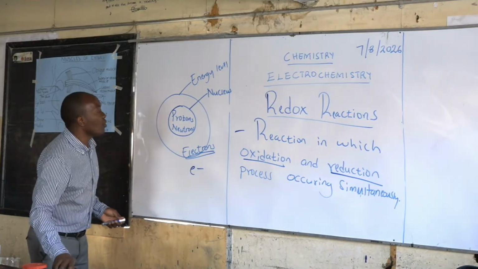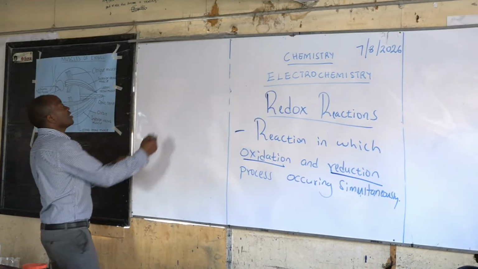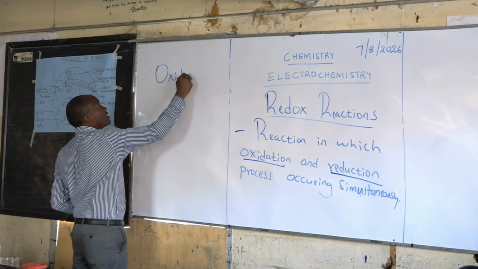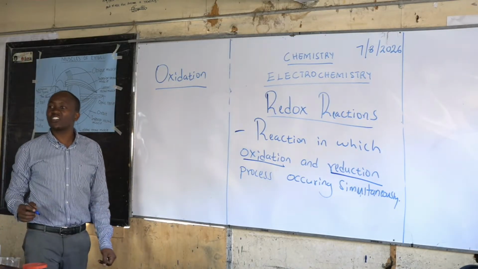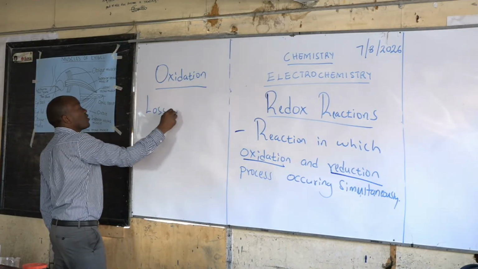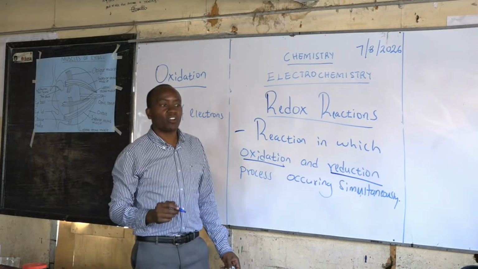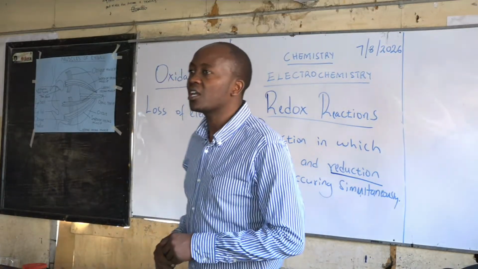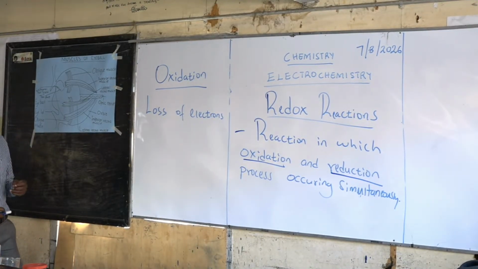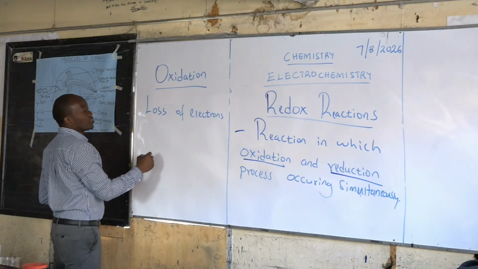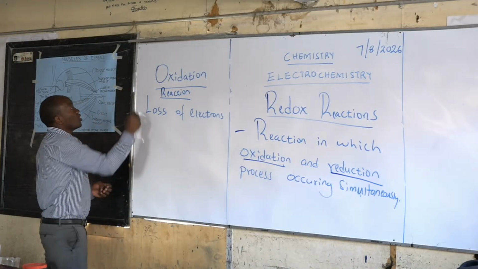So what do you mean by oxidation? What is the oxidation process or oxidation reaction? Oxidation reaction talks about loss of electrons. You find that a species in a reaction loses an electron, and the loss of electrons we call an oxidation reaction. So oxidation reaction is all about loss of electrons.